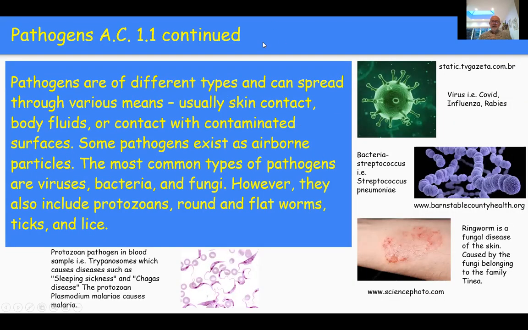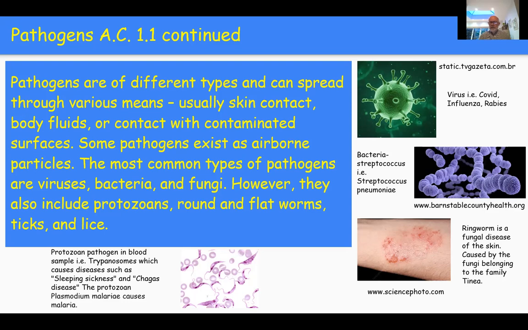So pathogens are of different types and can spread through various means, usually skin contact, bodily fluids, so saliva, blood, semen, even feces, or contact with contaminated surfaces. Here I'm touching the deck at my table. It's pretty clean. That is our house, but some may be contaminated. So things like door handles, loo seats, things like this. So that's where we have to be careful and always wash our hands.